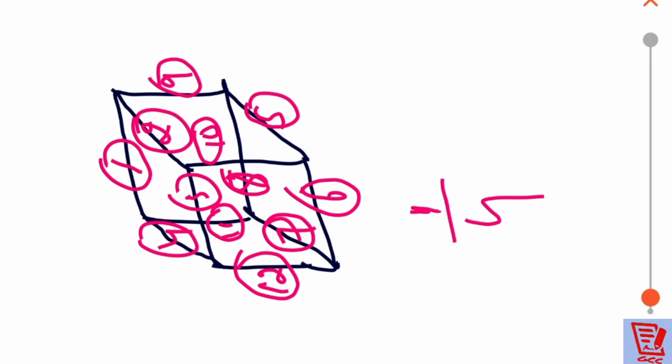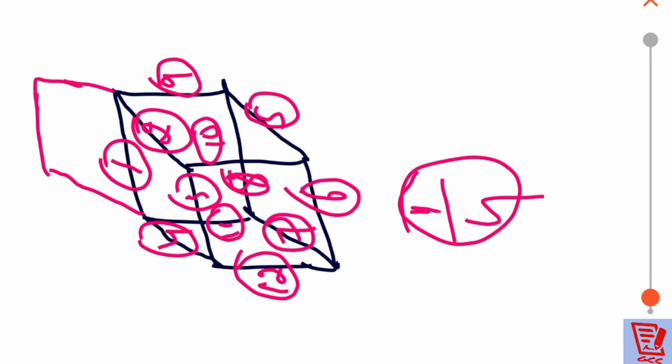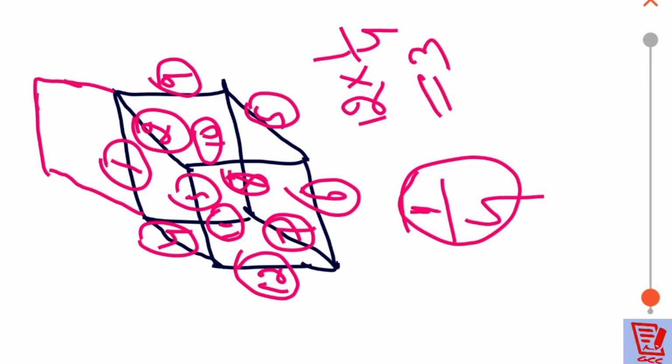I told you each edge contribution is 1 by 4. Why 1 by 4? One cube can come over here, that makes 2, and 2 can come above it. So one edge is surrounded by 4 cubes. That is why its contribution is 1 by 4. Total edges are 12, so 12 into 1 by 4 is 3. Is that clear?